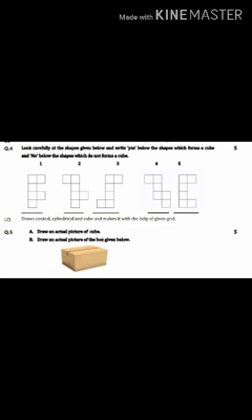Coming to question 4. Look carefully at the shape given below and write yes below the shapes which form a cube, no below the shapes which do not form the cube. Right, you have to draw the pictures here correctly in order. First picture should be drawn first, second should be drawn second, and below that you have to write yes or no. Those which make the cube, you have to write yes, and those which are not the nets of a cube, underneath that you have to write no.